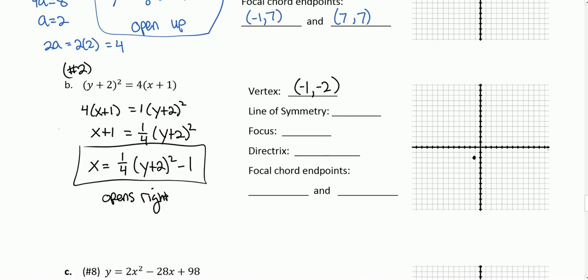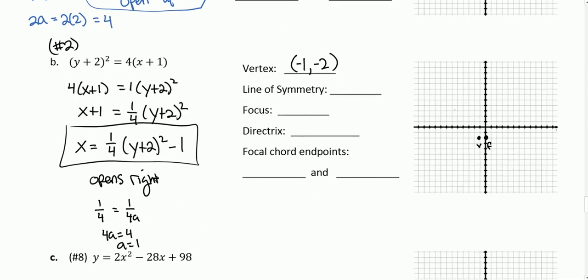The focus, we need to take that 1/4 and set it to 1/(4a), which tells us that 4a is equal to 4, a is equal to 1. So the distance from the vertex to the focus is 1, and we're opening right, so we're only going to the right one. So we have our vertex here, we got our focus there, and that is going to be at (0, -2). Put it in the wrong place again. Let me fix that.